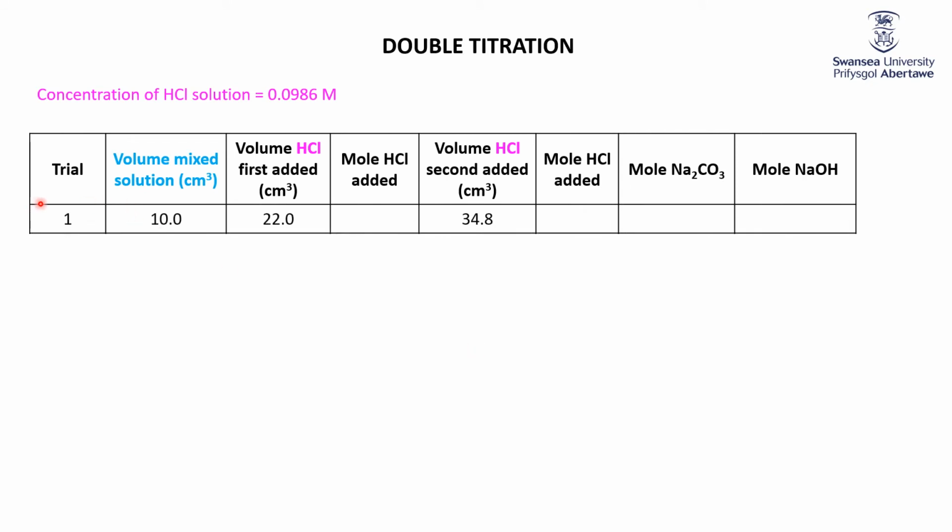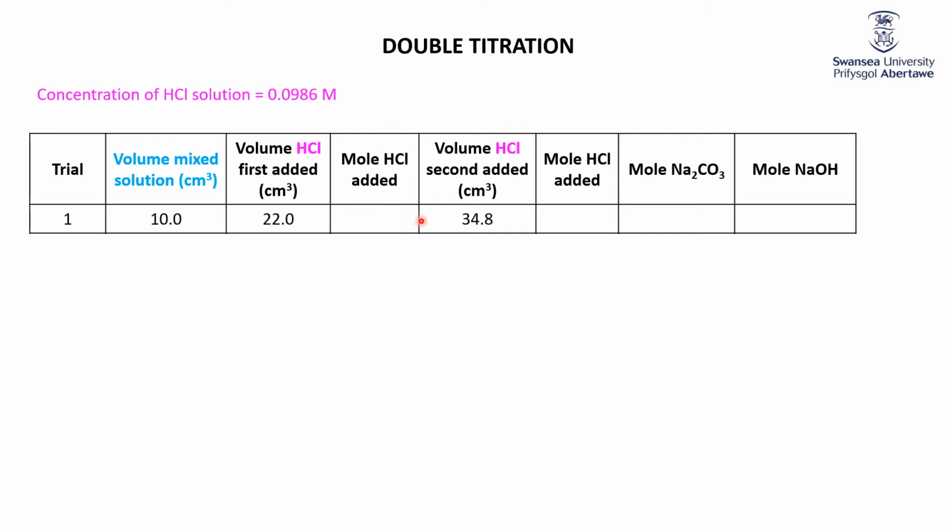So trial number 1. I took 10 cubic centimeters of the mixed solution. I started adding HCl, and if you remember, I added 22 cubic centimeters of HCl, and that changed the phenolphthalein from pink to colorless. We need to figure out how many moles of HCl that is. Well, we know the concentration and the volume, that's the moles of HCl. Then we kept titrating with the methyl orange.